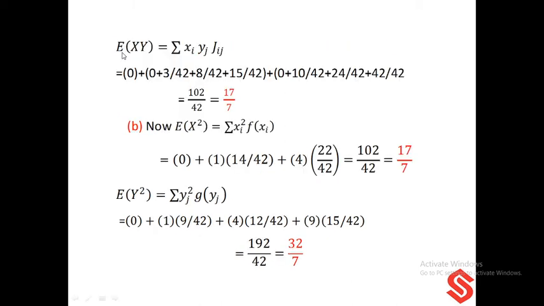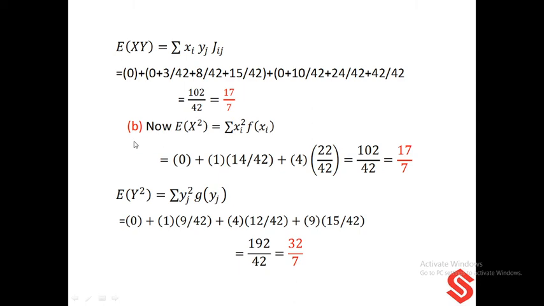Next, expectation of xy. The definition is summation xi into yj into gij. On substituting the values, you will get 0 plus 0 plus 3 by 42 plus 8 by 42 plus 15 by 42 plus 0 plus 10 by 42 plus 24 by 42 plus 42 by 42. So that is 102 by 42, we get 17 by 7.